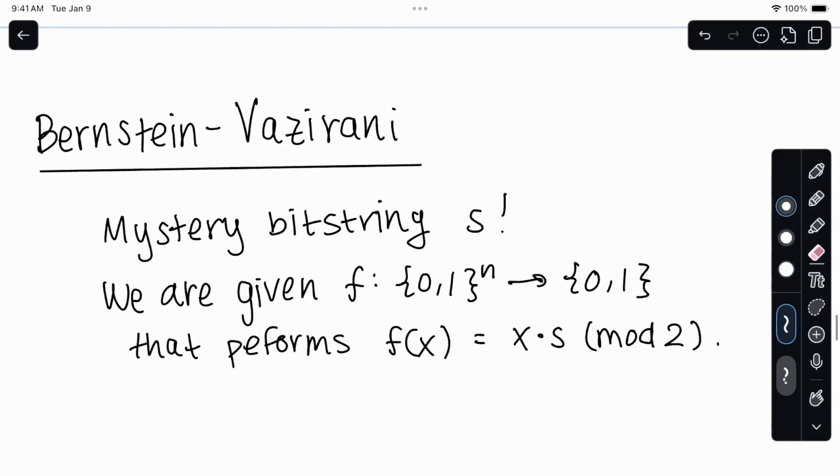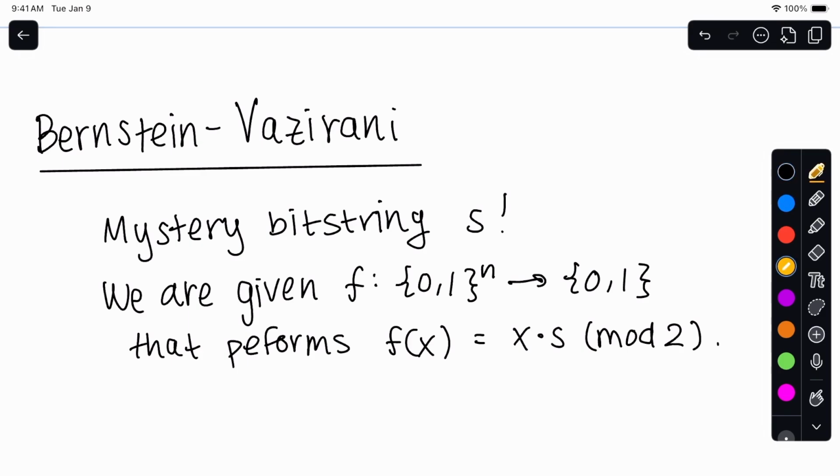That brings us to our next algorithm, which is the Bernstein-Vazirani algorithm. And in this algorithm, we have some mystery bit string S. And then we're given a function f, which goes from the bit strings of length n to 0 or 1, and that performs the dot product of x with s mod 2.